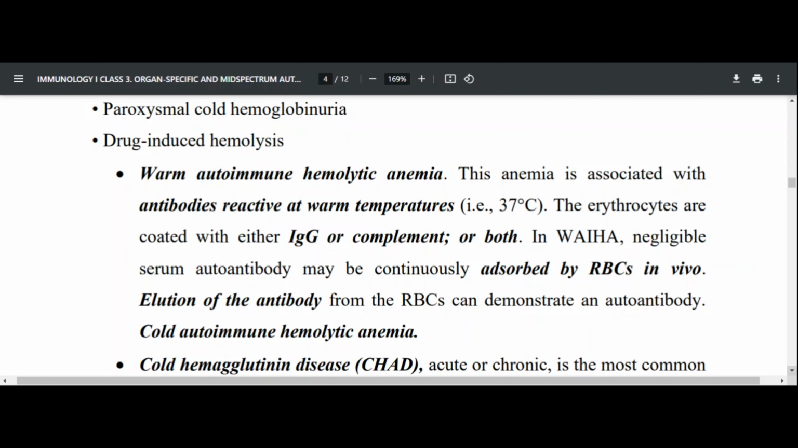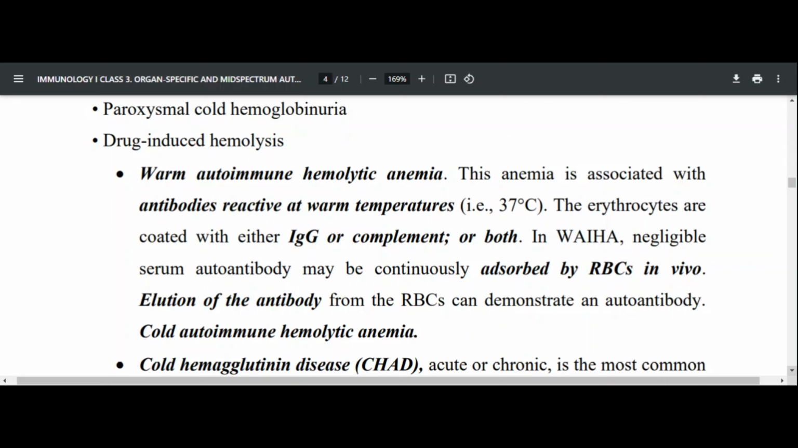In warm autoimmune hemolytic anemia, negligible serum autoantibodies may be continuously absorbed by RBC in vivo, and then elution of those antibodies from RBC can demonstrate autoantibody. So this is how we can test for warm autoimmune hemolytic anemia. We are trying to detect those antibodies that are able to react at 37 degrees and destroy red blood cells.